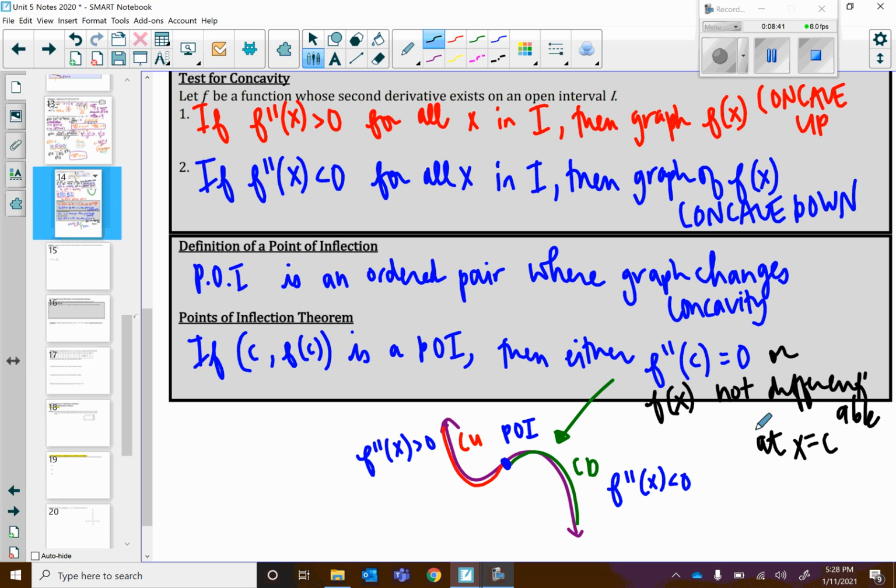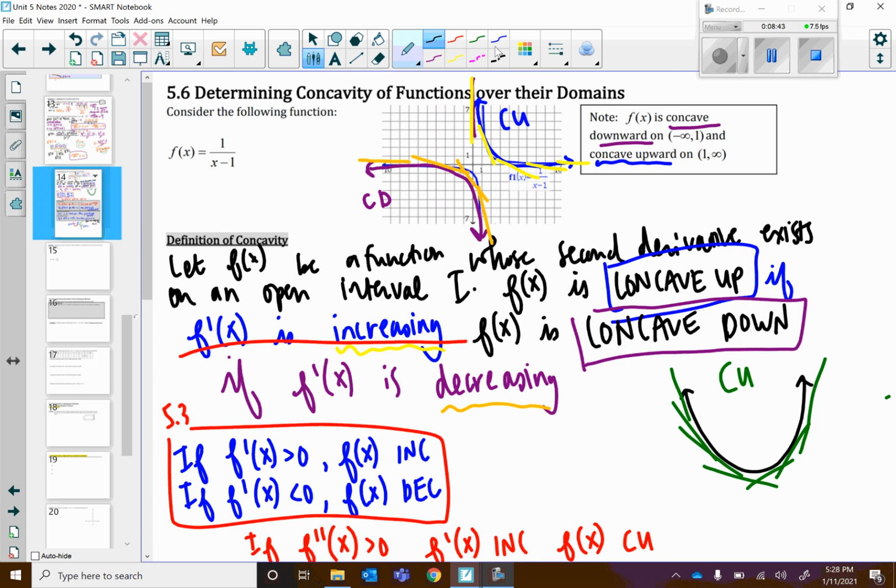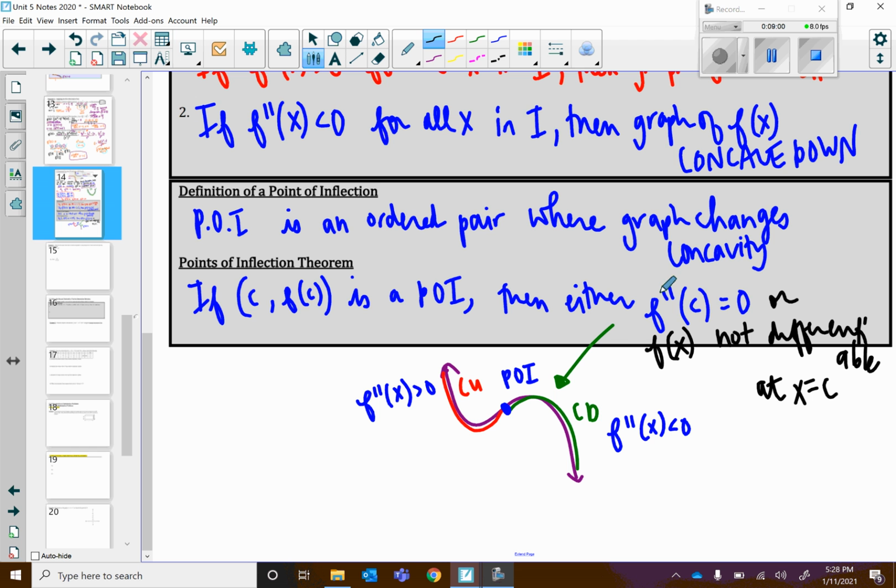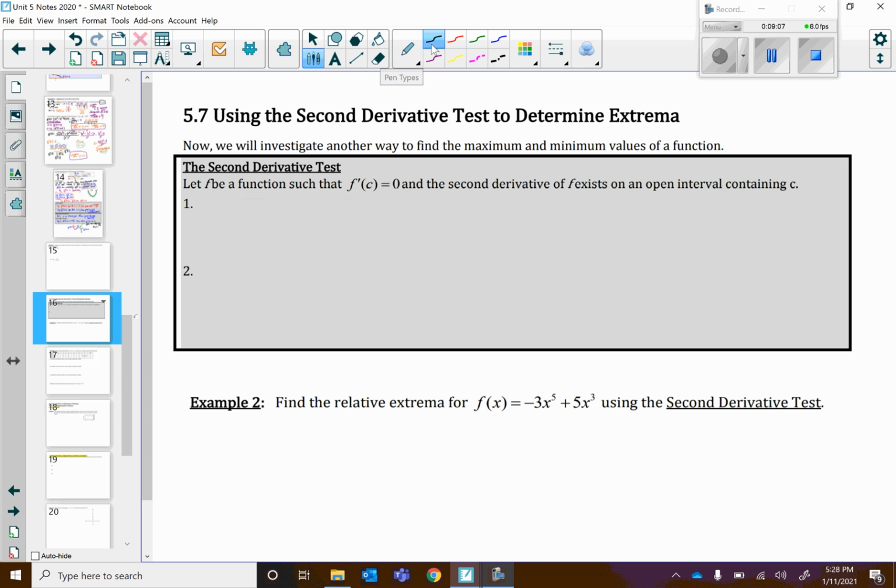So if we zip back up to the top, this is an example. This graph that we looked at the beginning is an example where it's changing concavity, concave down, concave up. X equals 0 is a point of inflection, but there is no derivative here. The function is not differentiable at x equals c. We'll do some examples based around this, and I have one other theorem. The second derivative test is a way to find maxes and mins without doing the first derivative test.